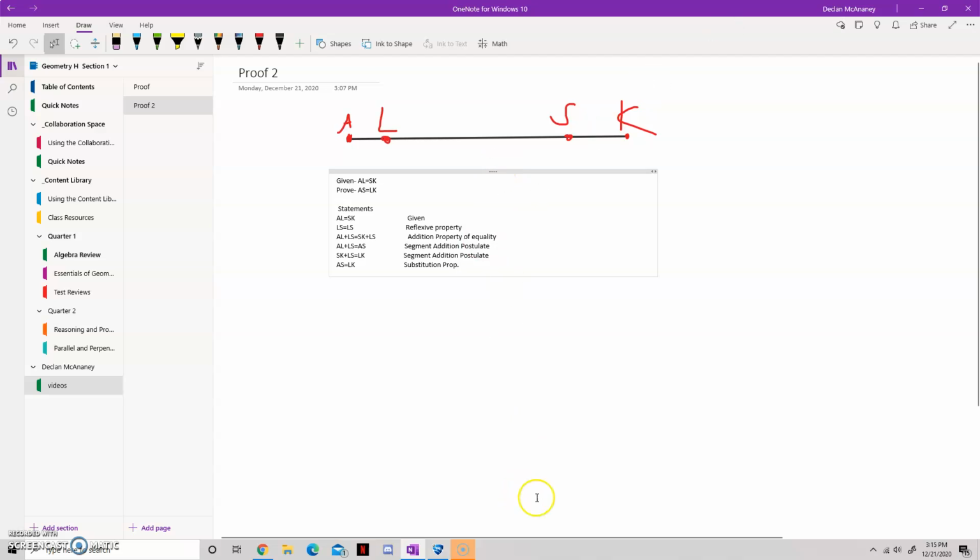And yeah, that's it. We've completed 2 proofs, and for all the postulates, that's in the glossary.